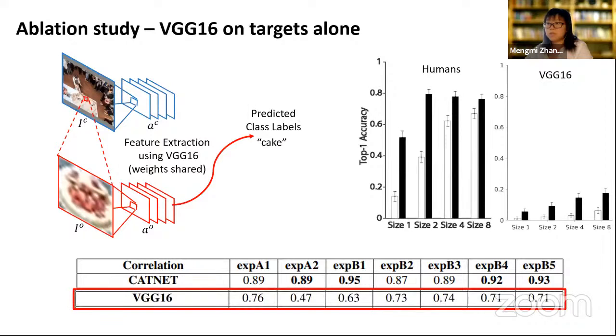VGG16 has much lower correlation than CRTNet, which suggests that the context-aware object recognition task is not trivial. You can't basically do it with a simple feed-forward network. It indeed requires taking useful information from the context and using this information for recognition.